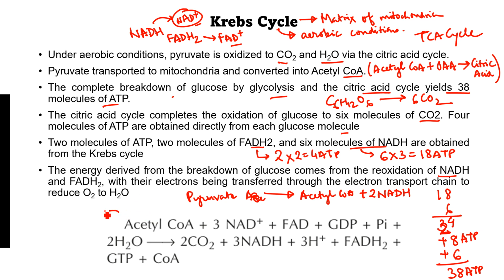Okay, so if you want to know the overall reaction of what is taking place in the Krebs cycle, acetyl CoA is giving me two molecules of carbon dioxide, 3 NADH, 3H plus, FADH2 plus GTP plus CoA.